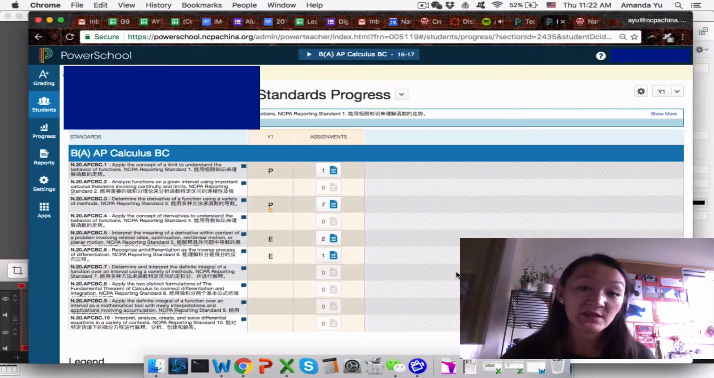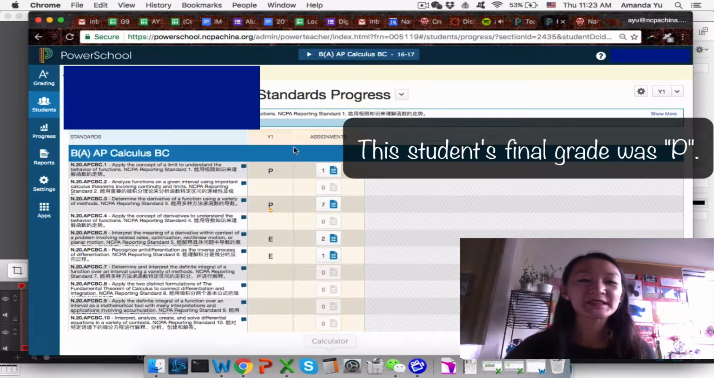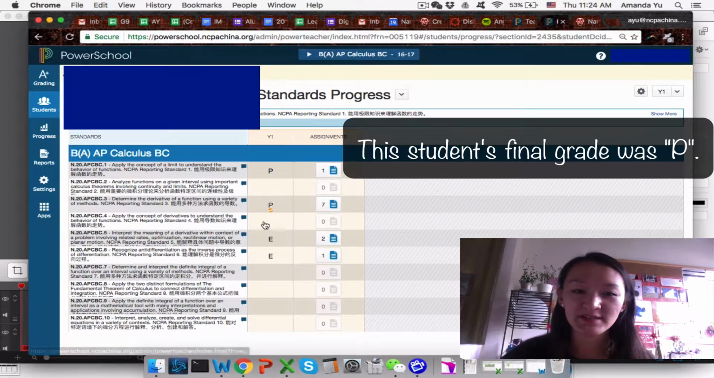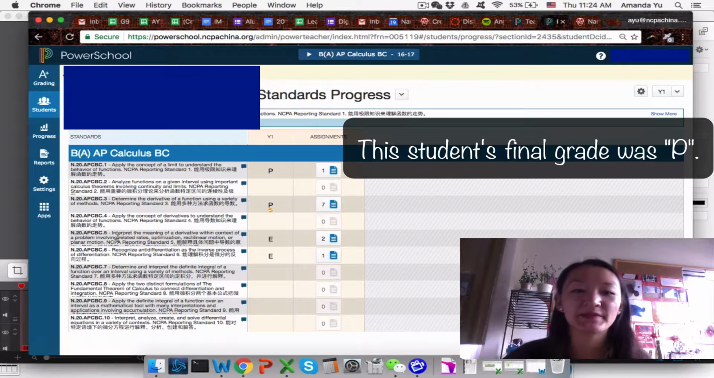So here's an example of a grade 12 student in AP Calculus BC. The class doesn't really matter. Basically what we're looking at is the grade, right? I'm using the student as an example because there are 4 standards that have been assessed in AP Calculus BC for semester 1, and you'll see that the grades are proficient, proficient, exemplary, exemplary. So maybe the student might wonder, how come I didn't get an exemplary?